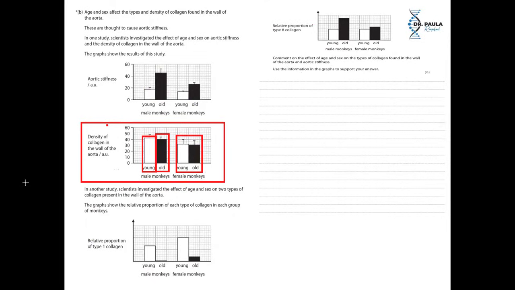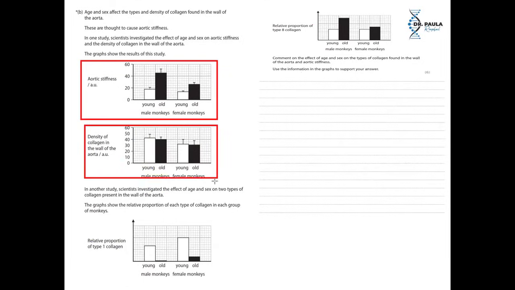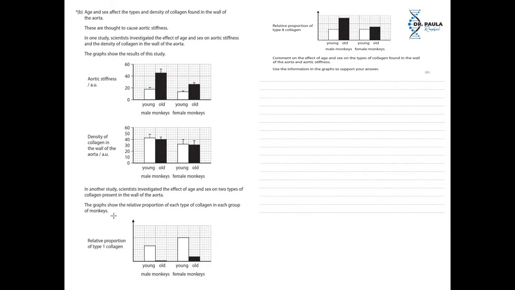So it's very clear that you can say that the aortic stiffness is not related to the density of the collagen. Why? Because it's not giving the same result. Here the age is increasing the stiffness, but age is not increasing the density of the collagen in the wall, but actually there might be a slight decrease as you see. Perfect.